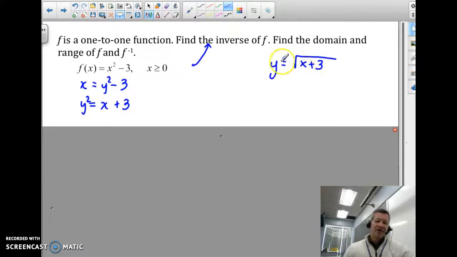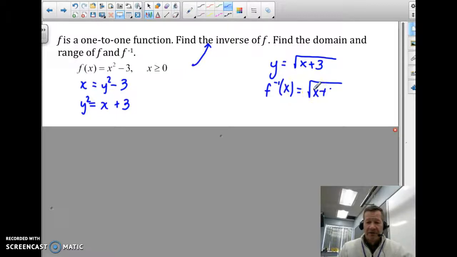Now, you may be thinking, well, wait a minute, shouldn't I say plus or minus? Well, notice if x is greater than or equal to 0 in the original function, since x and y were switched, y has to be greater than or equal to 0 here, so it's only the positive version. So my inverse is going to be the square root of x plus 3, only the positive.